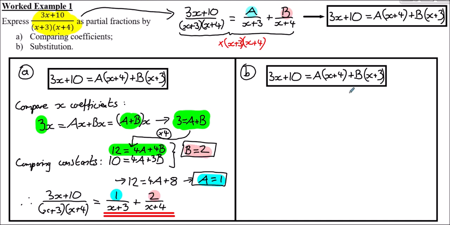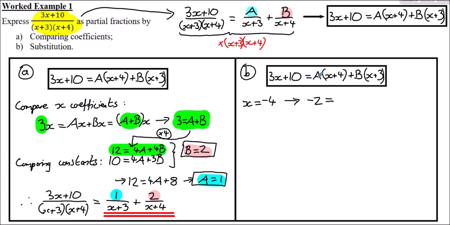Now, substitution. Essentially, what we do here is we pick different values of x such that one of these brackets, which we don't know, will vanish, so we can focus upon the other. So -3 and -4 would be good numbers to pick. So if I go for, first of all, x being equal to -4, and sub that value in, over here, 3 times -4 is -12, plus 10, well that gives -2.